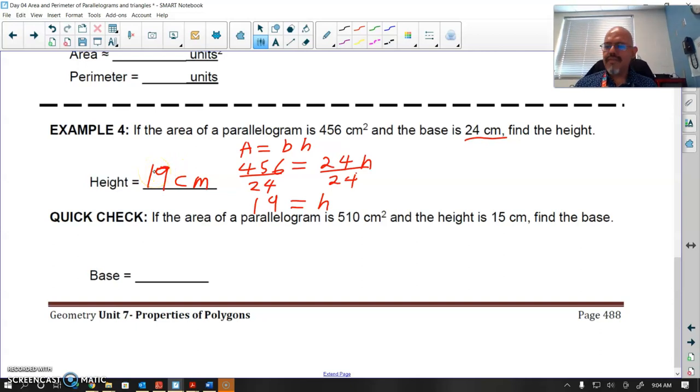Okay, and that's about it for that. I'm also going to do one on triangles, so I'm going to save this one, and I'm going to come back and finish up that one.